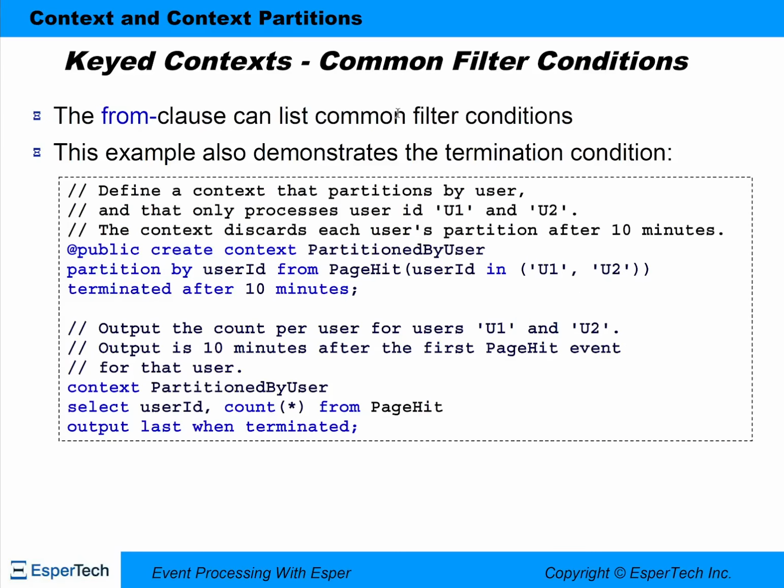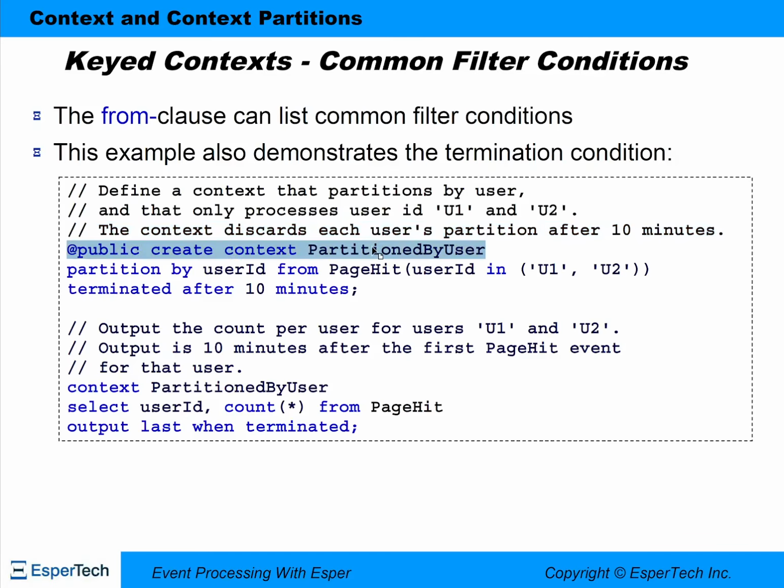The from clause can list common filter conditions. This example also demonstrates the termination condition. The first statement defines a context that partitions by user, and that only processes user ID U1 and U2. The context discards each user's partition after 10 minutes.